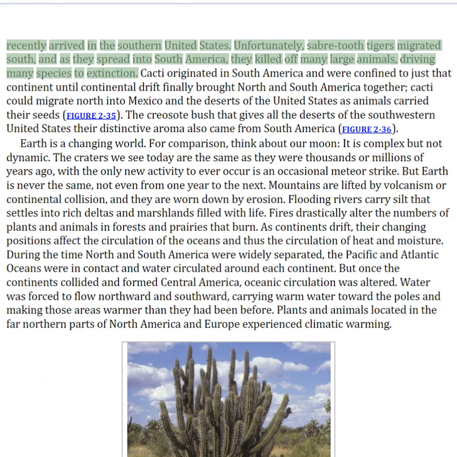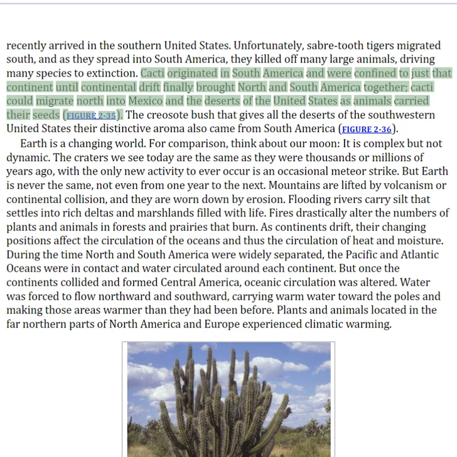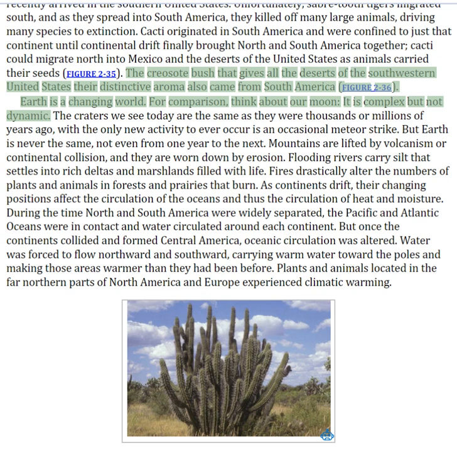Unfortunately, saber-toothed tigers migrated south, and as they spread into South America, they killed off many large animals, driving many species to extinction. Cacti originated in South America and were confined to just that continent until continental drift finally brought North and South America together. Cacti could migrate north into Mexico and the deserts of the United States as animals carried their seeds. The creosote bush that gives all the deserts of the southwestern United States their distinctive aroma also came from South America. Earth is a changing world.